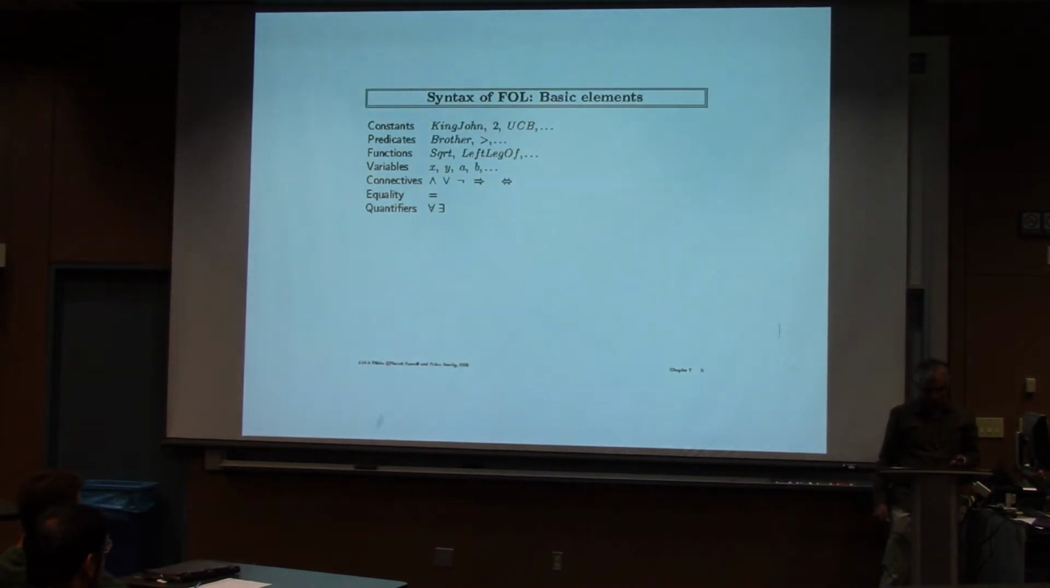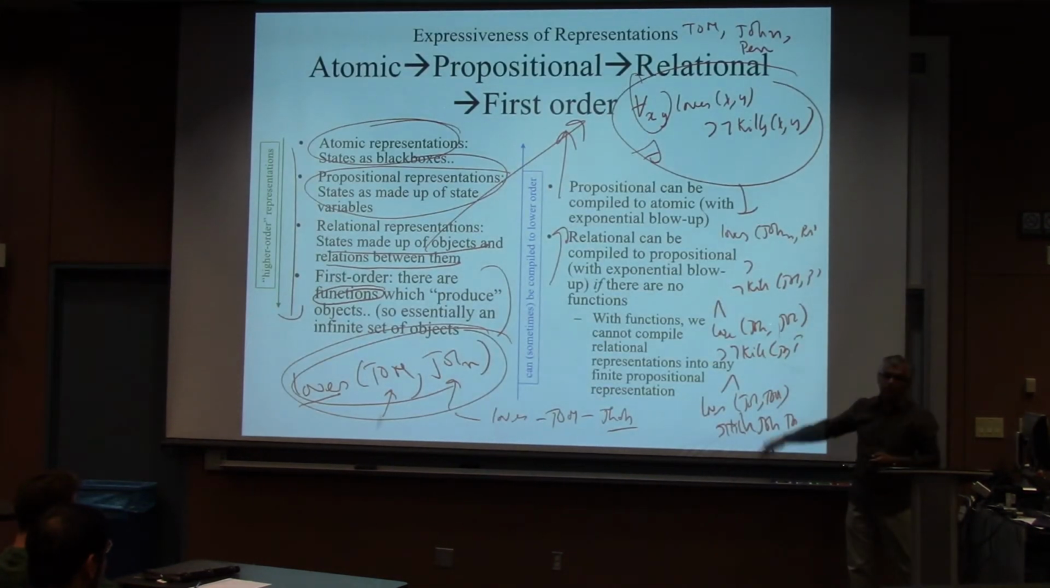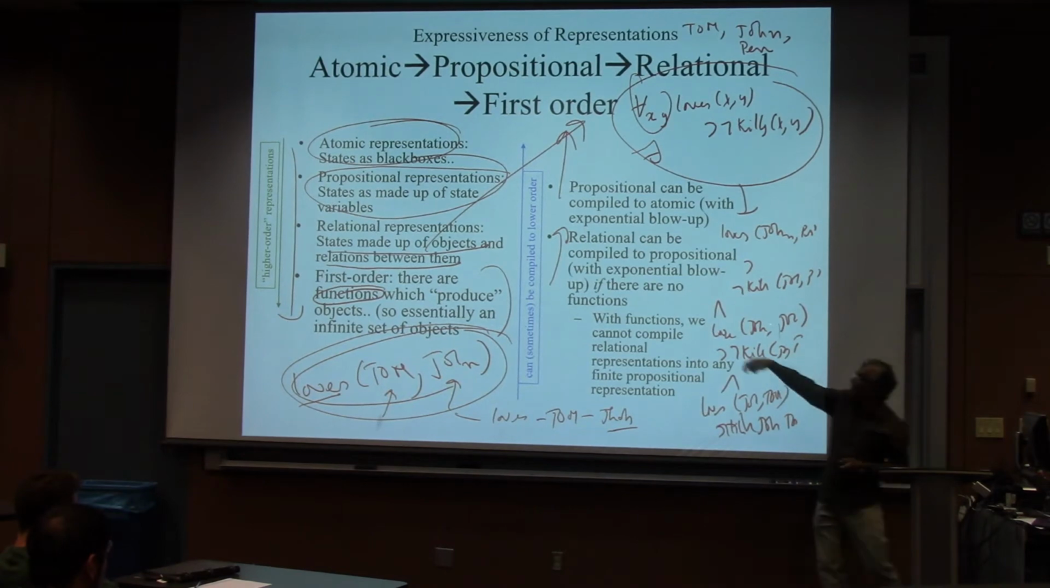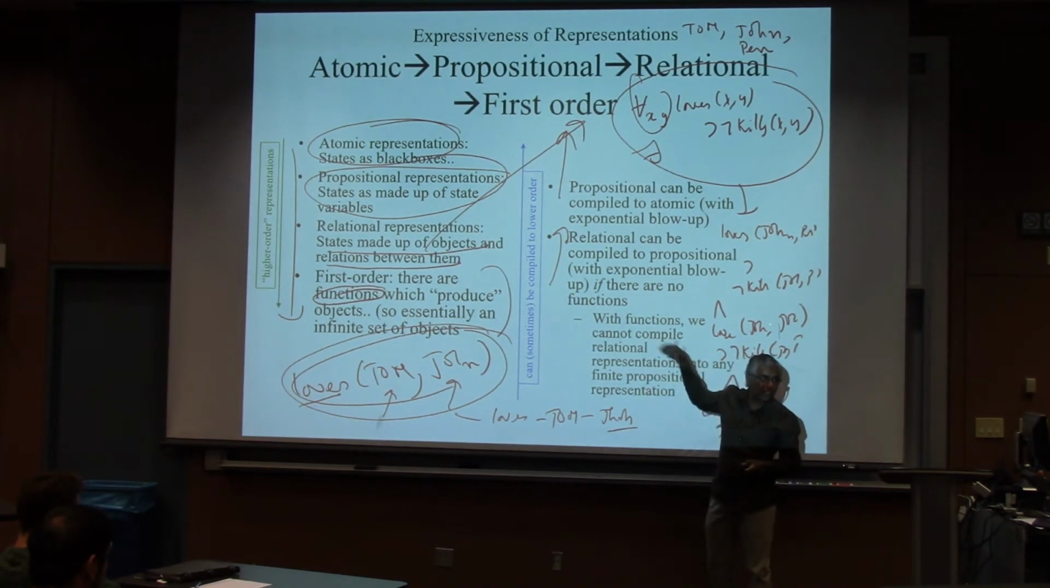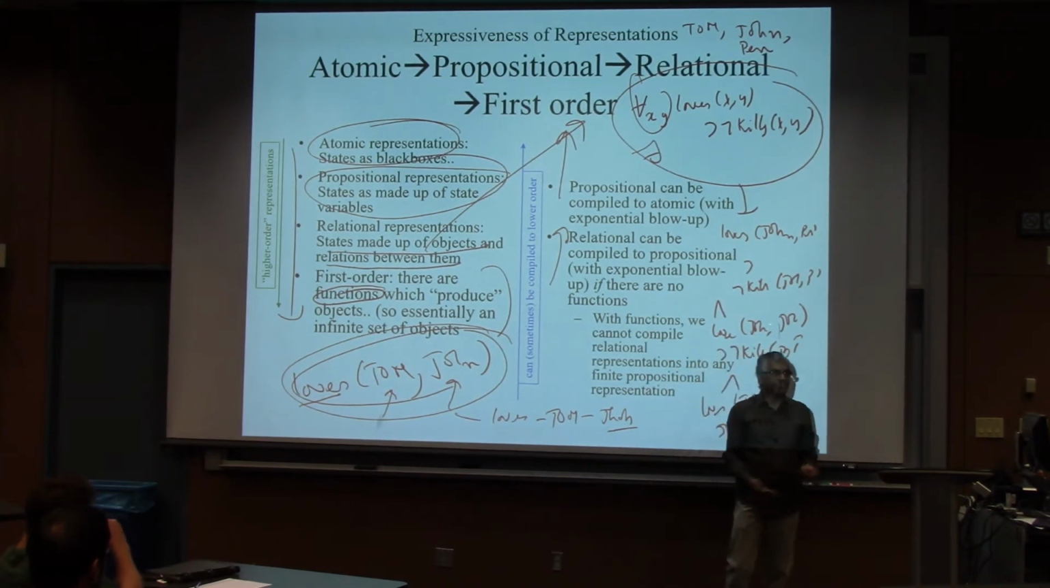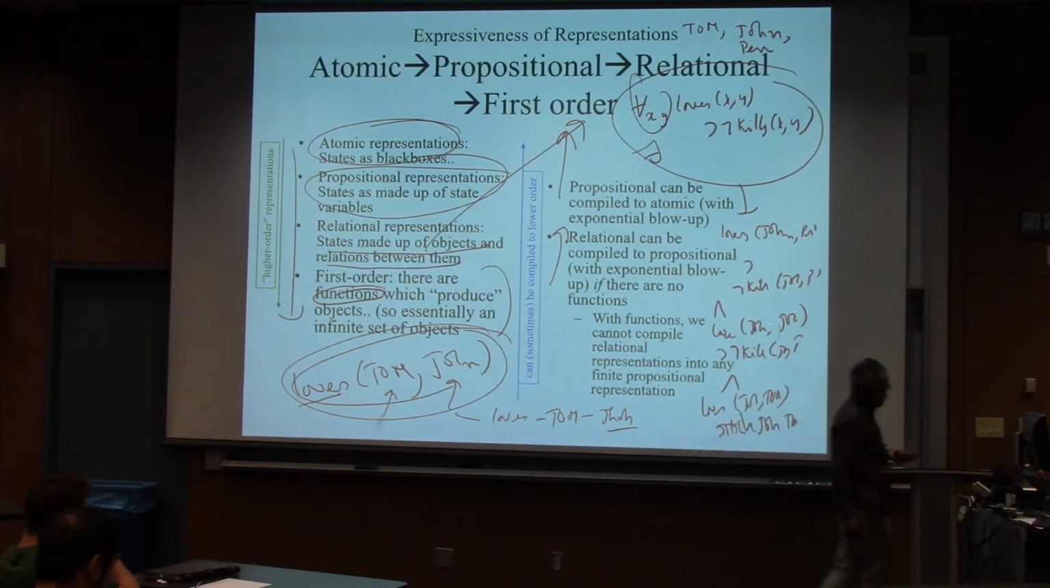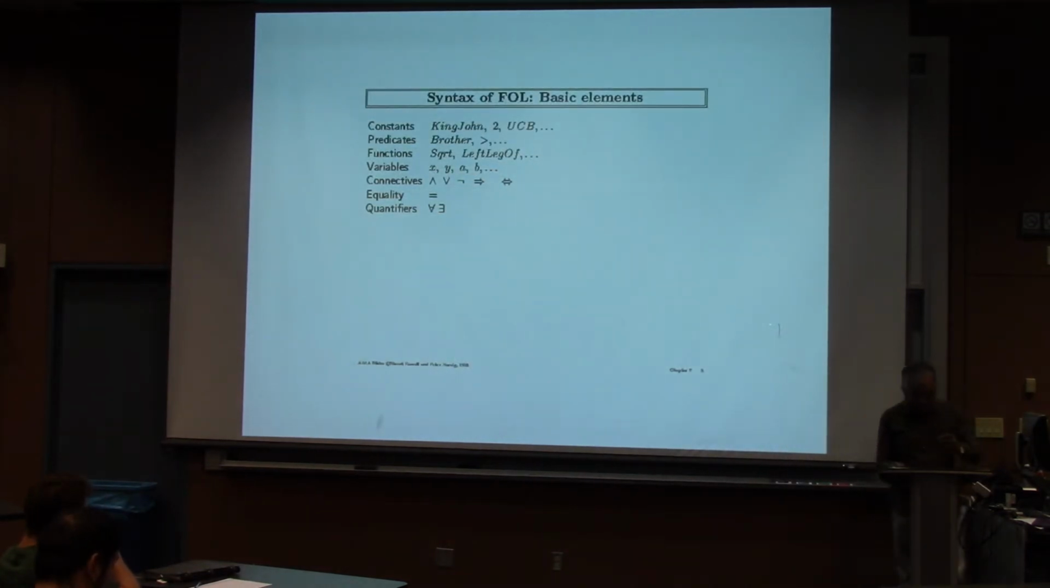Okay, let's go through. And then I also talked about this whole thing last time in terms of atomic to relational to first order, and how you can compile one into the other. As long as there are no functional symbols, first order logic can be compiled into propositional logic, essentially. So that's something you want to keep in mind. Okay, so finally, the boring stuff, syntax of first order logic.